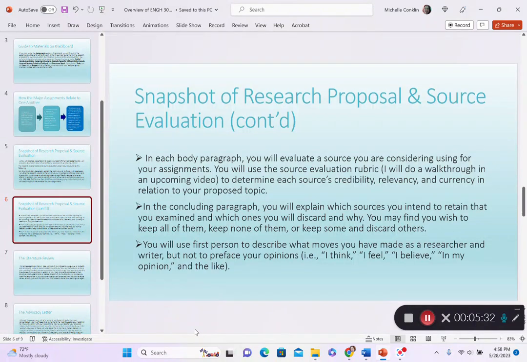You may find you wish to keep all of them, keep none of them, or keep some and discard others. You will use first person to describe what moves you have made as a researcher and writer, but not to preface your opinions. Don't engage in hedging. Don't undermine your own credibility by sounding hesitant, by using phrases such as, I think, I feel, I believe, in my opinion. Get rid of those.